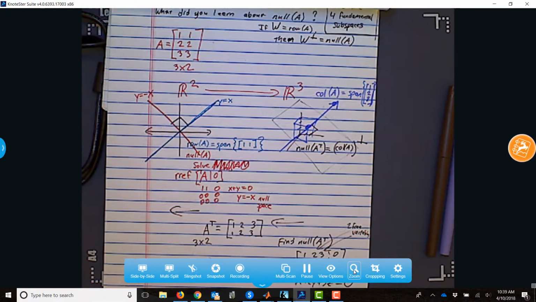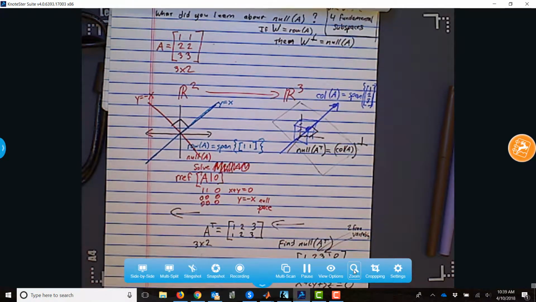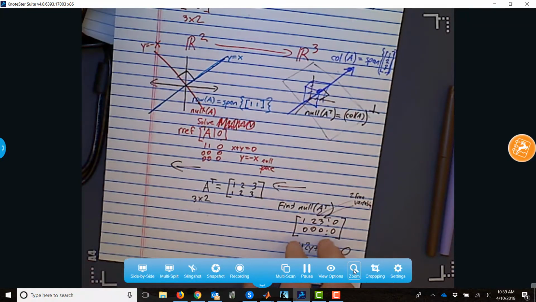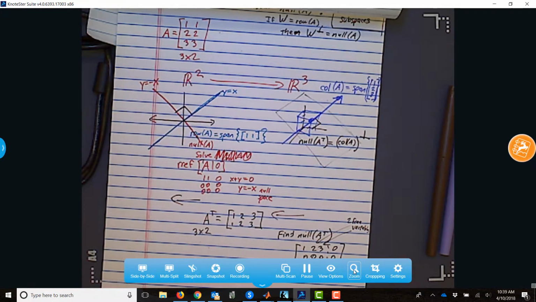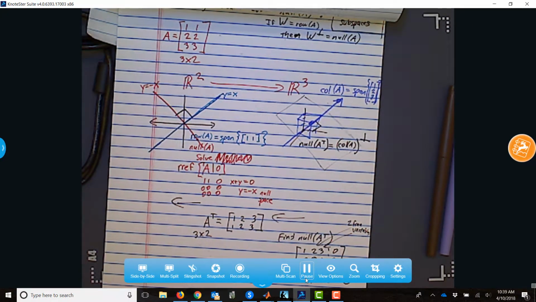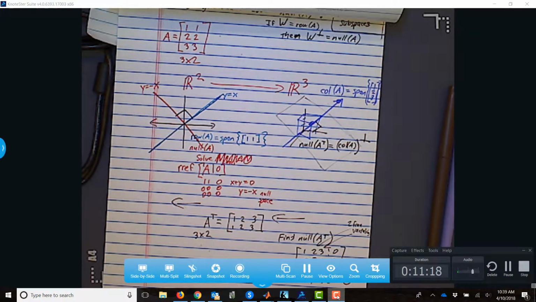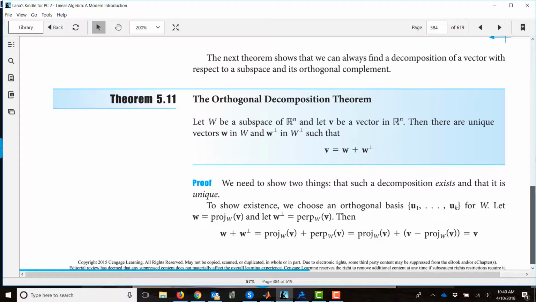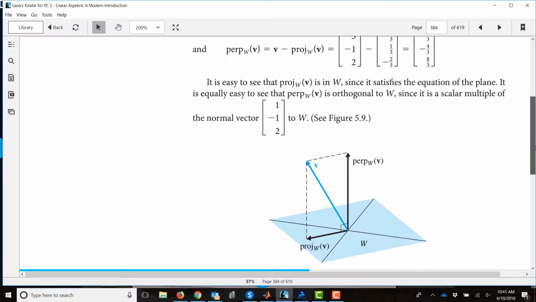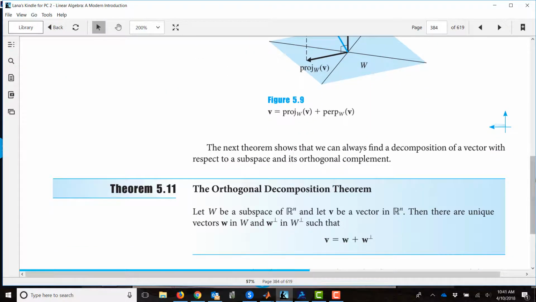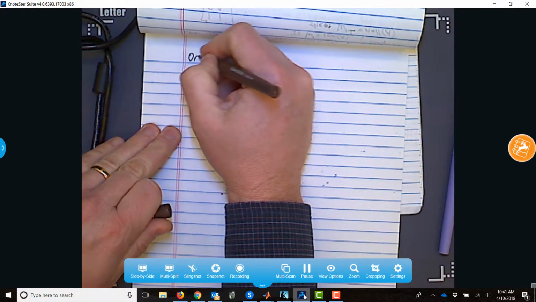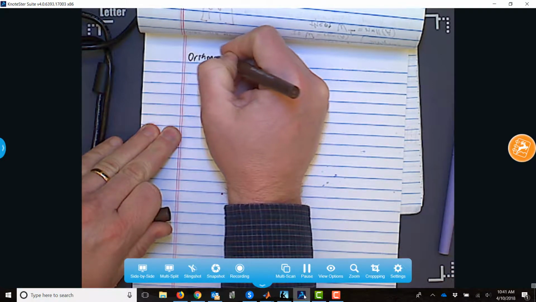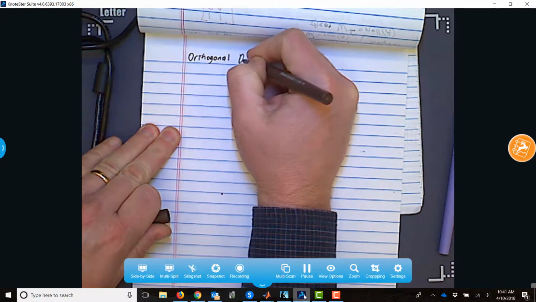You guys see that? Okay. So that's some of the main ideas for today, I would say. Yeah, so I think I'm going to reproduce something like that. Okay, so let's do it on the screen. These are going to be some notes about the orthogonal decomposition theorem.